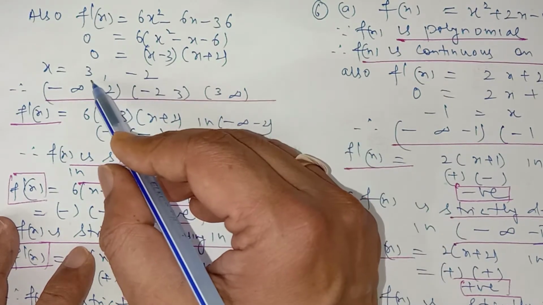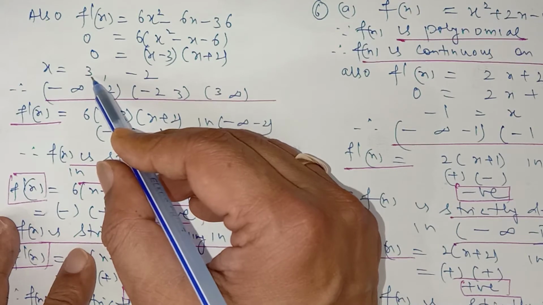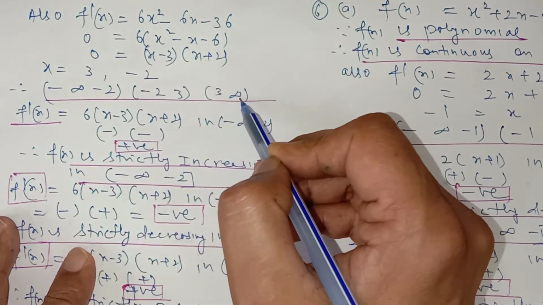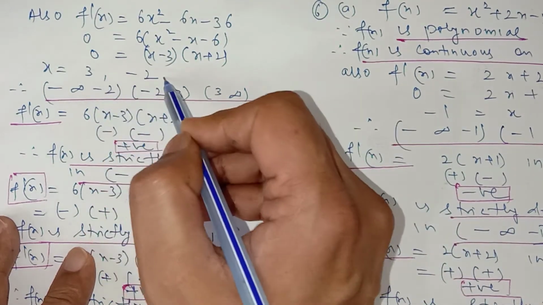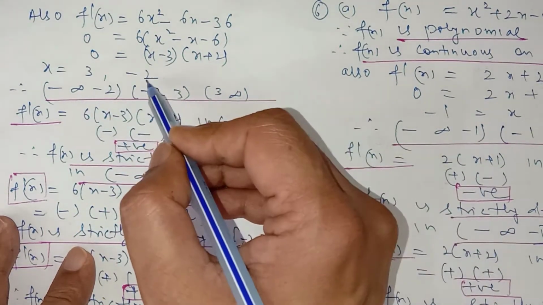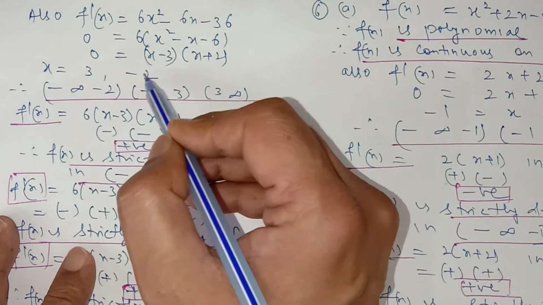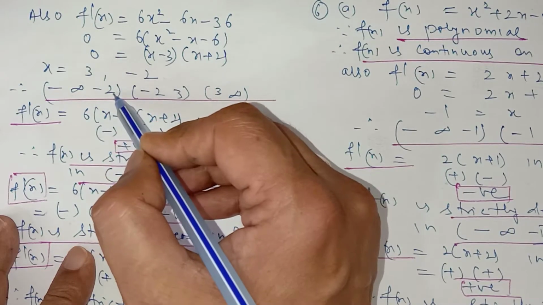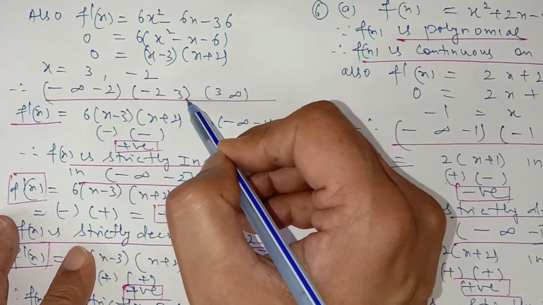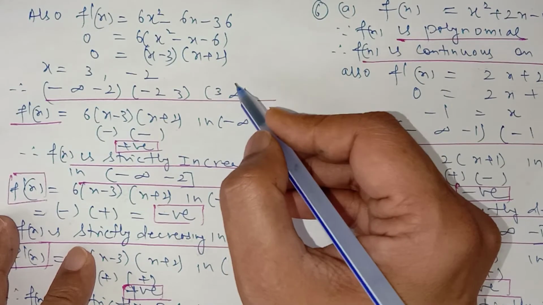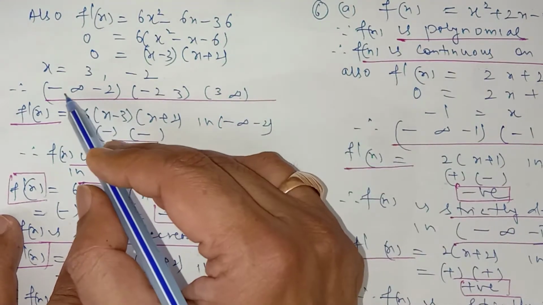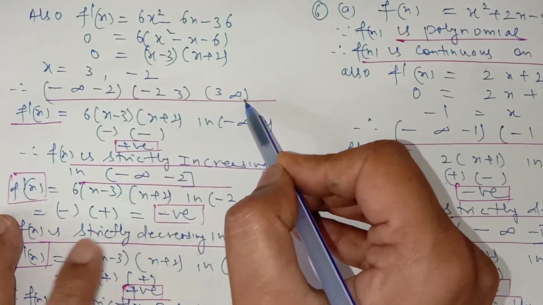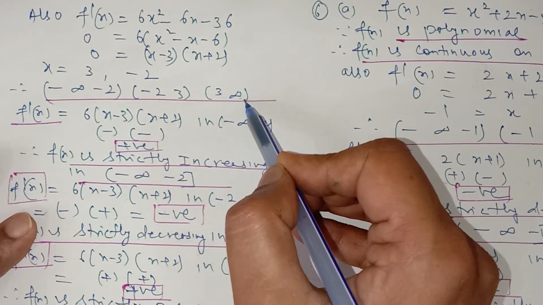Now break this up, you have to find in which interval it is increasing or decreasing. So you take all real numbers from minus infinity to plus infinity, and these values, 3 and minus 2, will lie between them. Putting them in increasing order: minus infinity, minus 2, 3, and up to infinity. There will be 3 intervals: from minus infinity to minus 2, from minus 2 to 3, and from 3 to infinity.